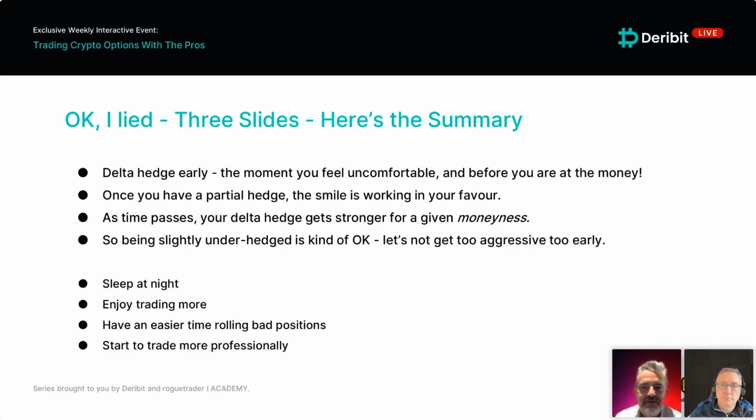My advice would be delta hedge early, the moment that you feel uncomfortable, and before you are at the money. Once you have a partial hedge, the smile is working in your favor. As time passes, your delta hedge gets stronger for any given moneyness because the delta decay is working for you. And of course, time decay is working for you. So therefore, being slightly underhedged is kind of okay.